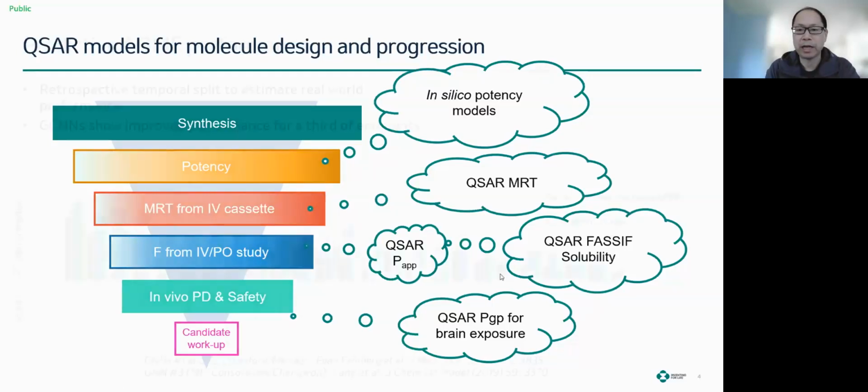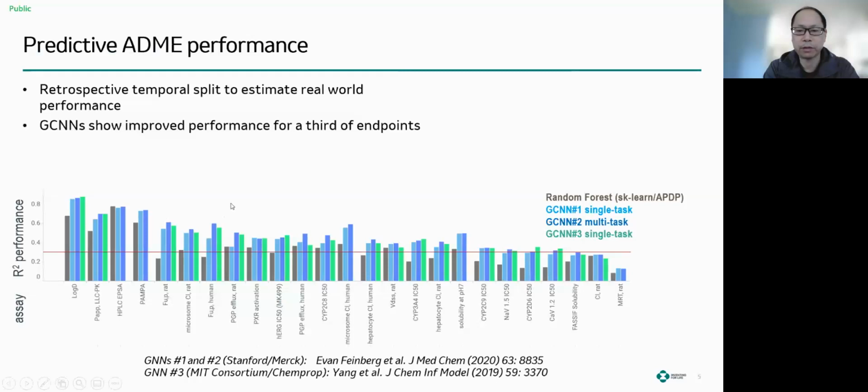And so for these ADME models, we early on worked on graph neural networks with a collaboration with Stanford. And the paper is cited below. A student, Evan, actually spent quite a bit of time with me at Merck. And so we looked at the Merck data sets, and there are about 20 something shown here. And what we saw was, so better performance is up. This is Pearson R squared on the y-axis. And these are the different assays on the x-axis.